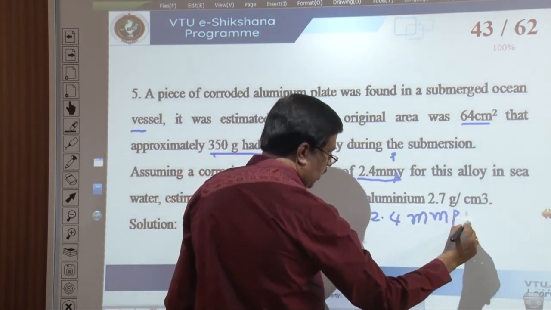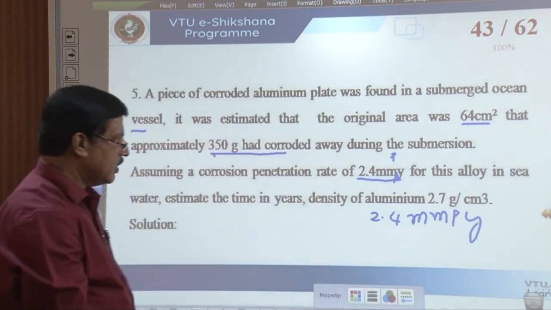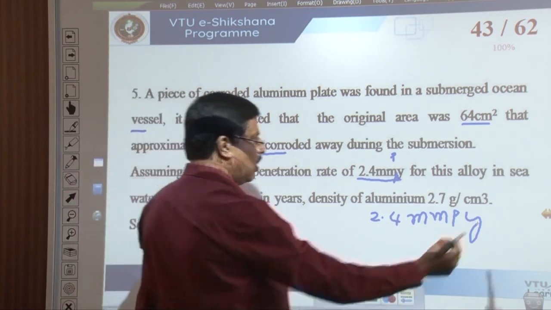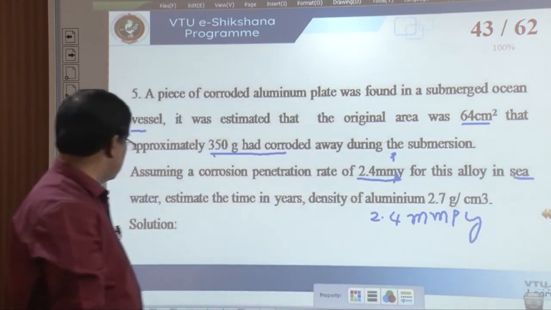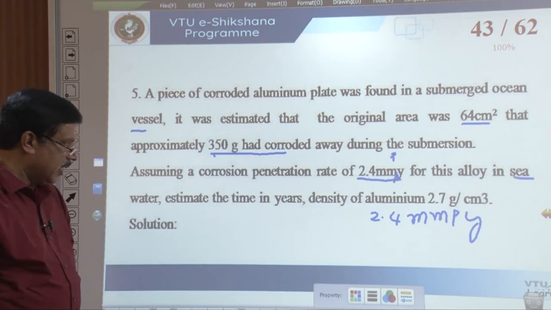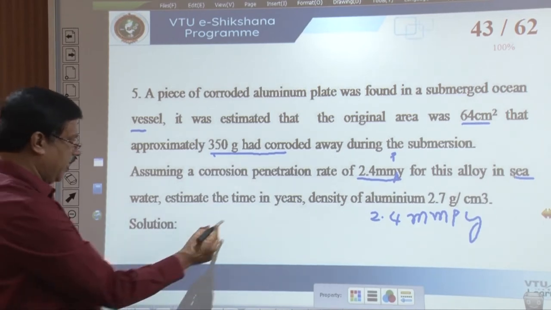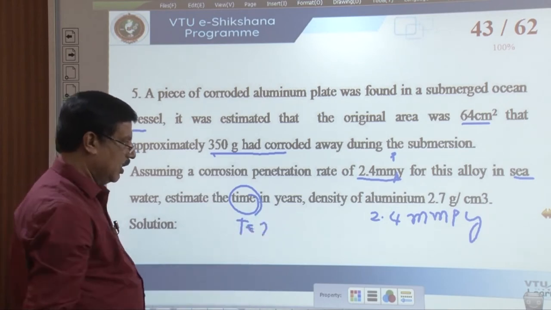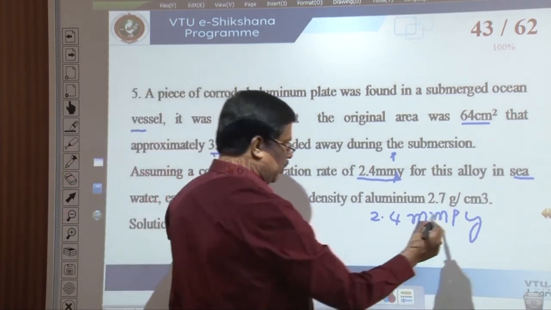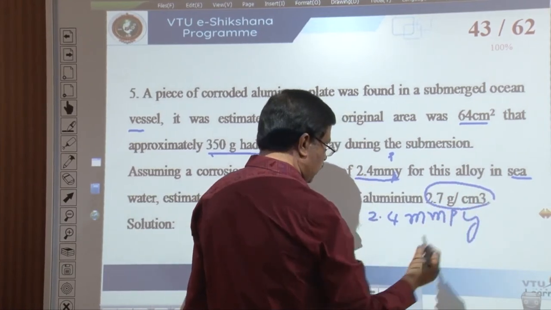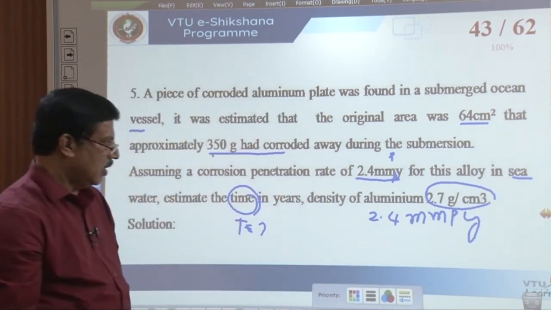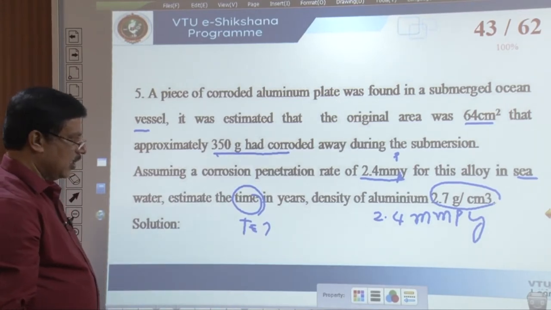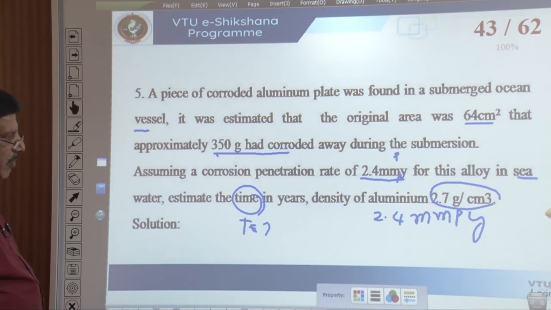2.4 millimeter per year. For this alloy, an alloy is nothing but a mixture of two or more metals, in sea water, that is salt water. Estimate the time in years; you have to find out T. What is T? The density of aluminium is about 2.7 gram, iron is 7.8, etc. Aluminium is low weight, lower weight. So that means about 2.7 gram per centimeter cube.